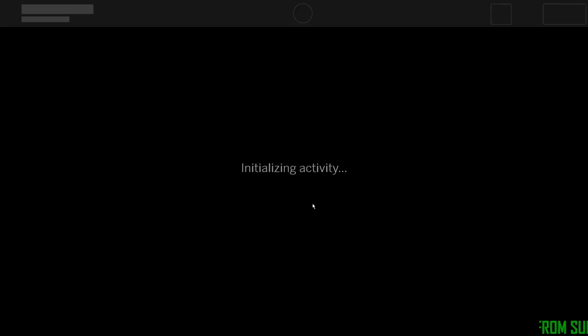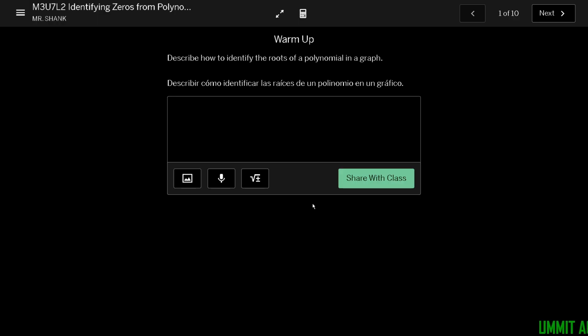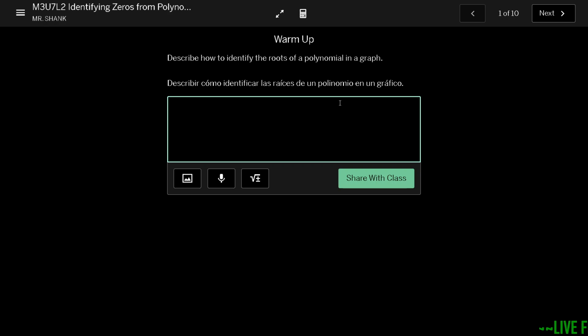So, for our warm-up, it looks like this. It says, describe how to identify the roots of a polynomial in a graph. This is kind of summarizing what we talked about in lesson number 1, but we can say something like this. How do we identify the roots on the graph?